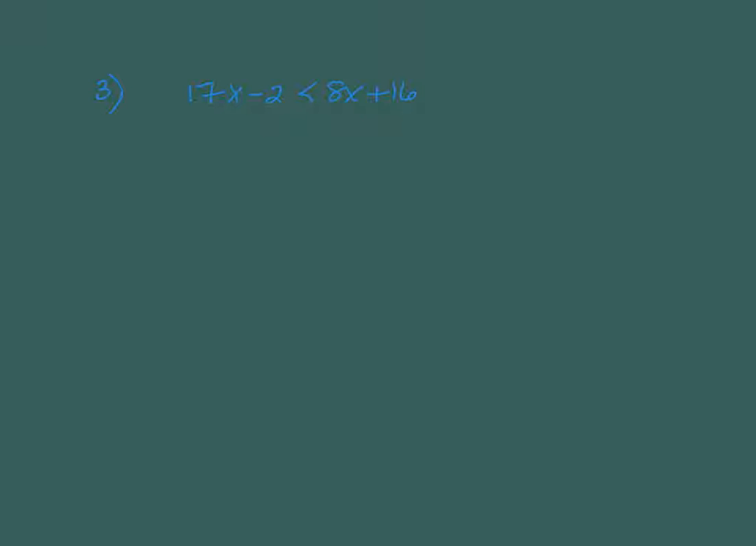Okay, so on number 3, we have 17x minus 2 is less than 8x plus 16. Both sides are completely simplified, so I'm okay to go ahead and start using inverse operations. So I'm going to start by subtracting 8x from both sides of my inequality. That's going to leave you 17x minus 8x is 9x. Bring down the minus 2. Bring down your inequality. 8x minus 8x is 0, which just leaves you with the 16 on this side of your inequality.